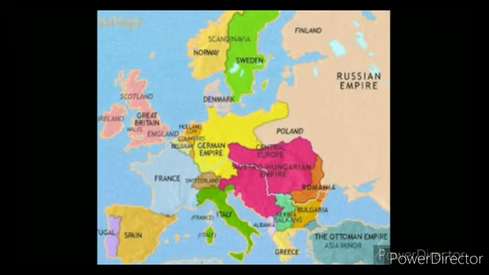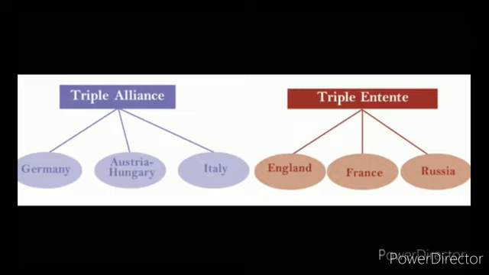Let's learn one by one. The first point is competition among the European powers. The European nations competed among themselves in establishing colonies. This competition led to many conflicts and resulted into mutual distrust and enmity.